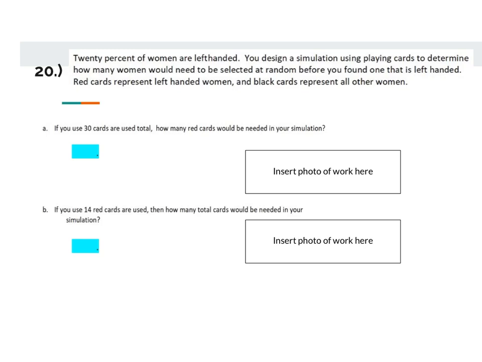Okay, so remember when you're doing simulations, you want the simulation to represent the real situation that you're looking at. So let's keep in mind here that we said red cards are going to represent the left-handed women, and black cards are going to represent all other women, which would be the right-handed, okay? So also keep in mind it says 20% of women are left-handed. So we want to make sure that our simulation uses that 20% are left-handed.